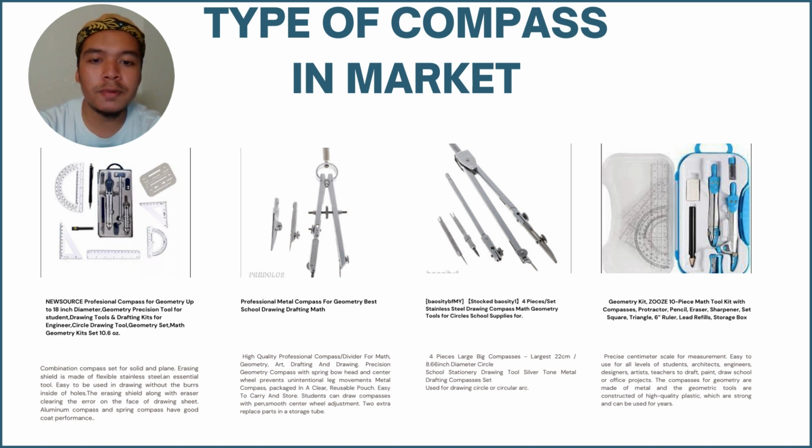The second type is the professional metal compass for geometry. This type is a high quality professional compass or divider for maths, geometry, art, crafting, and drawing. Precision geometry compass with spring bow head and center wheel prevents unintentional leg movements. The metal compass is packaged in a clear usable pouch, easy to carry and store. Students can draw with the compass using a pen, with smooth center wheel adjustment. Two extra replacement parts come in a storage tube.